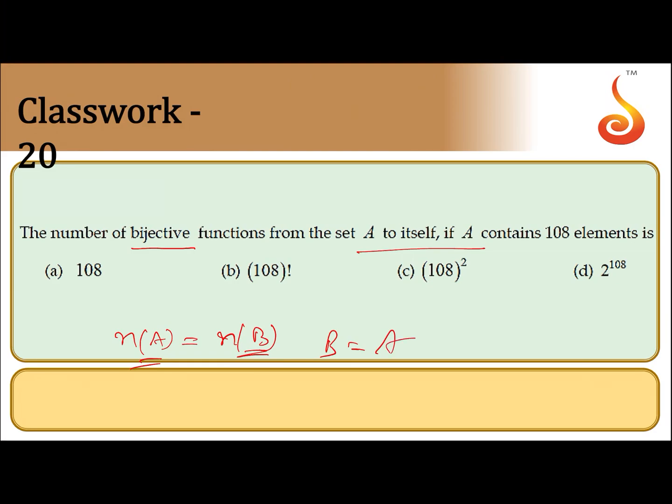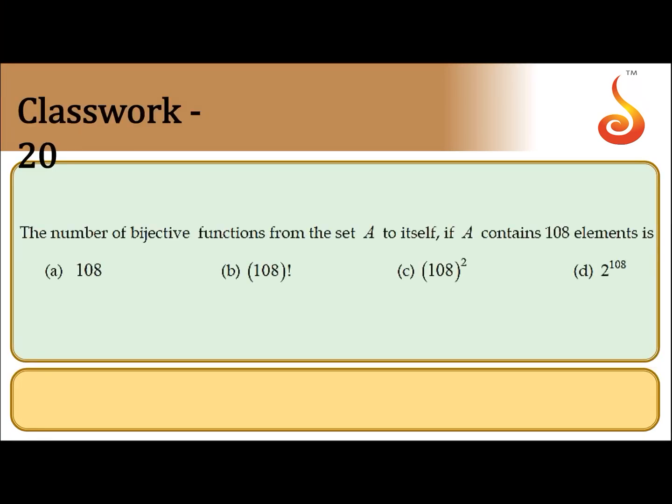And therefore, the number of mappings is equal to n factorial, that is the formula. So therefore, as there are 108 elements there, the number of bijections would be 108 factorial. So the number of bijections from set A to itself is nothing but 108 factorial.